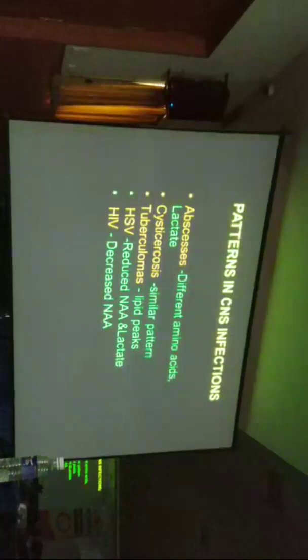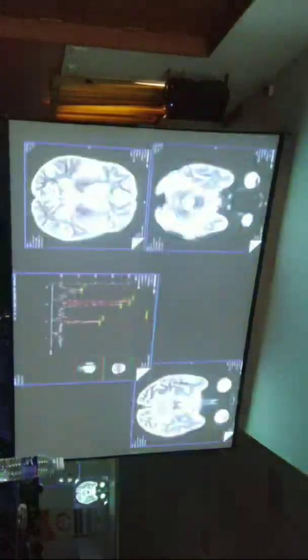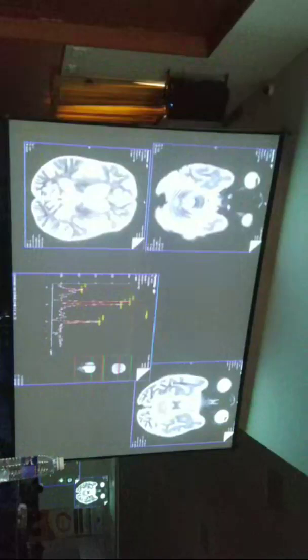So these are all the patterns we have seen, and we will see some other examples like mitochondrial disease. Again, we get a typical lactate peak. And another one is a patient with diffuse cerebral atrophy. This is just the opposite of leukodystrophy. Here you get only gray matter atrophy.